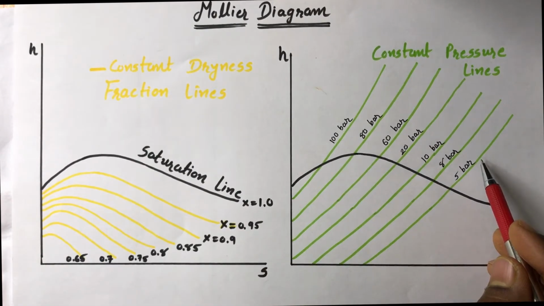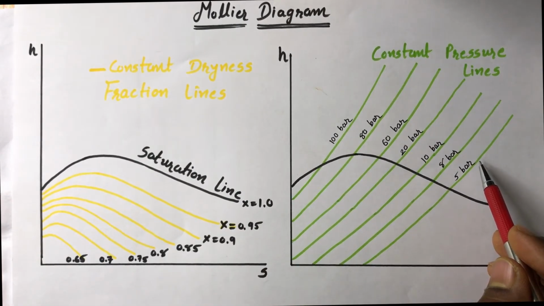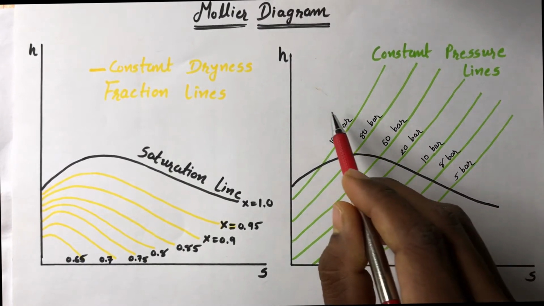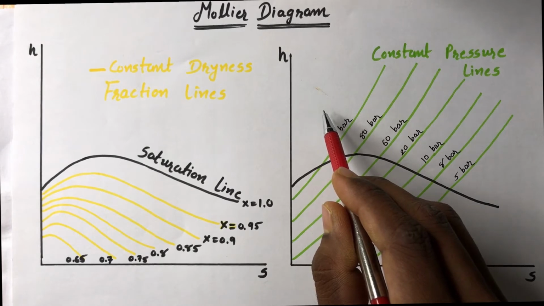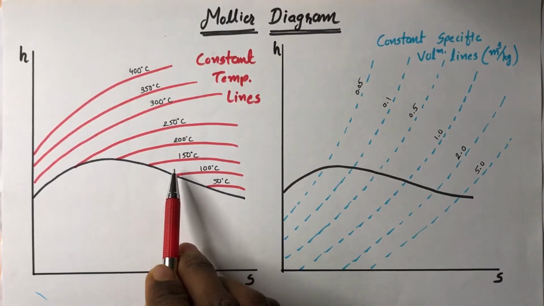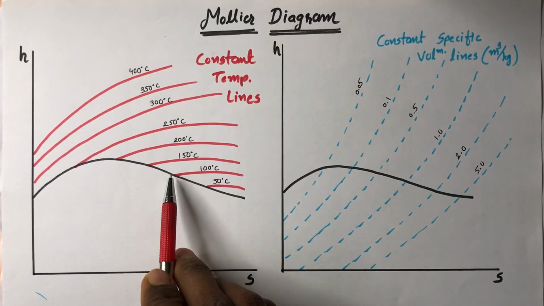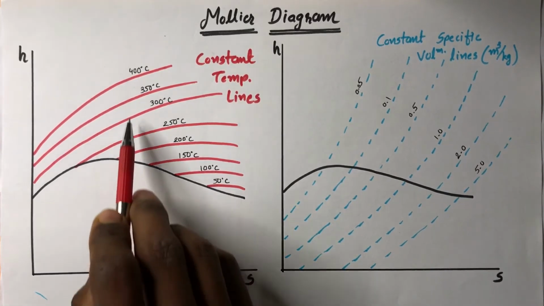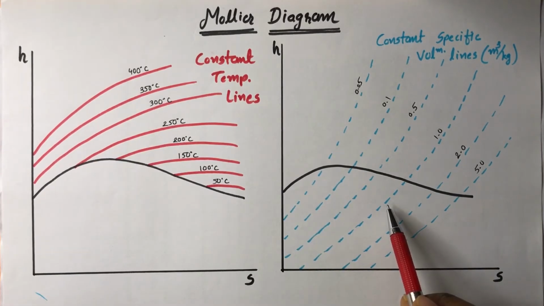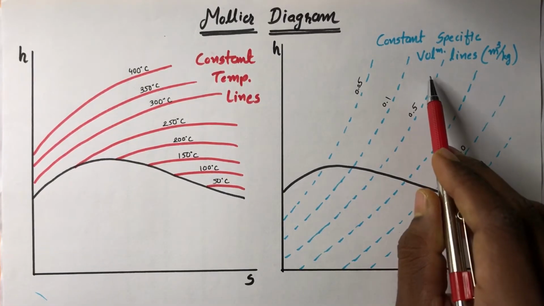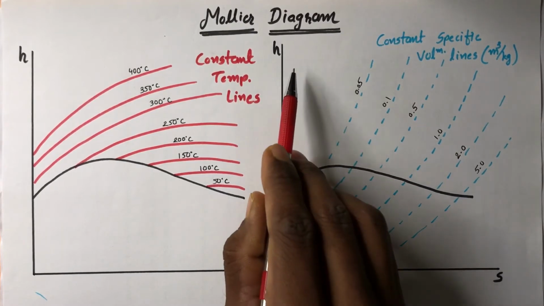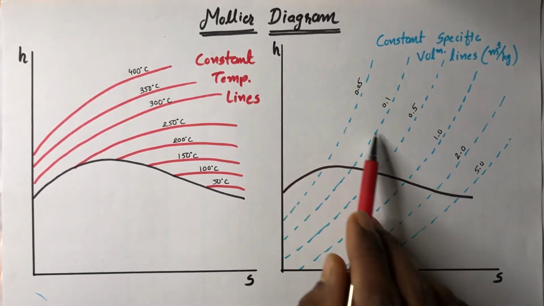These green lines are constant pressure lines, and pressure increases in the direction of bottom right to top left. These red lines are constant temperature lines, and temperature increases from bottom to top. Blue dotted lines are constant specific volume lines, and specific volume increases in the direction of top left to right bottom.